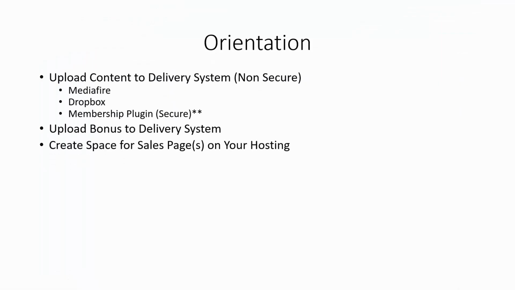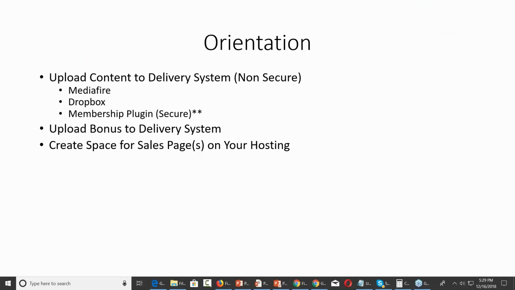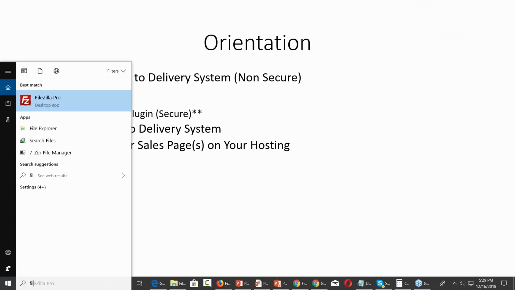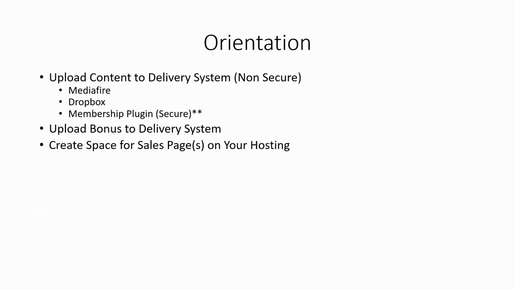One of the other things you're going to need to do is create space for your sales pages on your hosting. Remember I talked about the fact that we're not going to get a separate domain for each product. If you're going to have multiple products, you're going to use one domain name. Now, that might not suit your marketing plan, but in most cases, when you're getting started, the easiest way is to use one domain and to use subdirectories. I'm going to show you how to do a subdirectory right now.